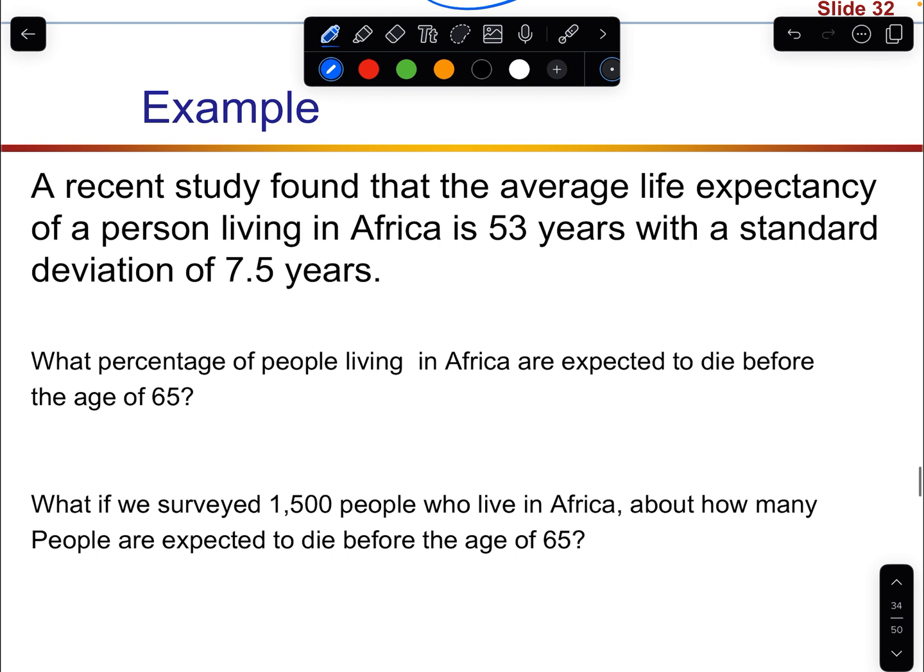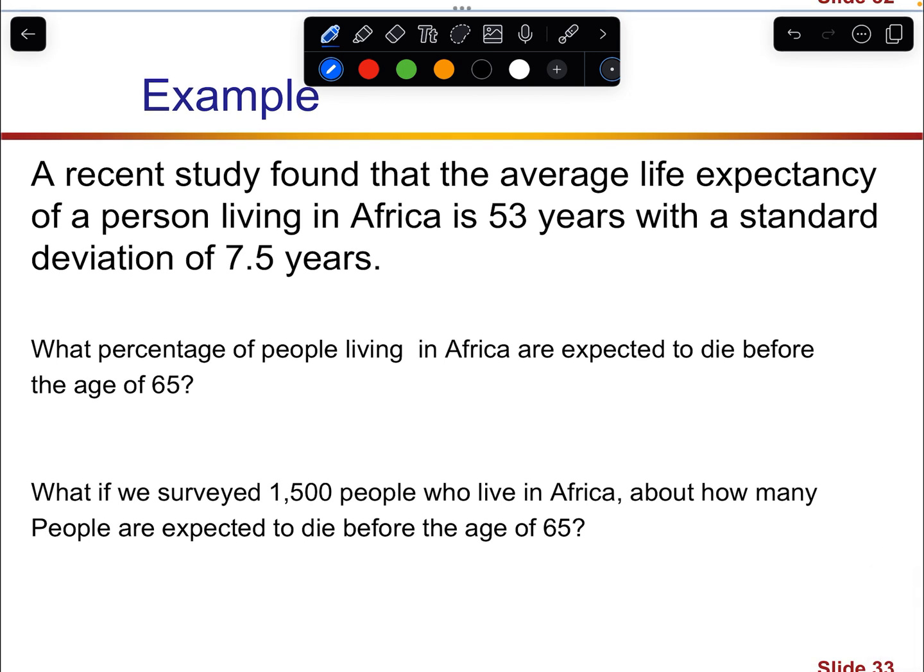This next one, the life expectancy for somebody living in Africa is 53 years. So that's our mean, and our standard deviation is 7.5 years. We want to know what percentage of people living in Africa are expected to die before the age of 65. You can see that this value that they're giving us is much greater than our mean. So it's probably going to be a high percentage of people who are going to die before the age of 65. But let's write it out.